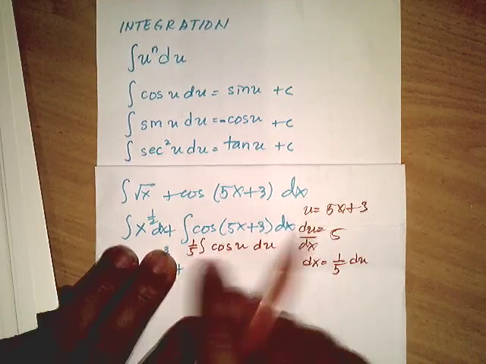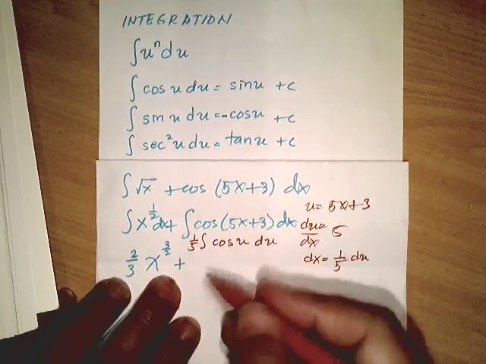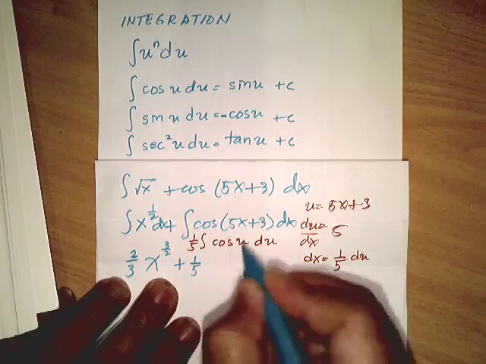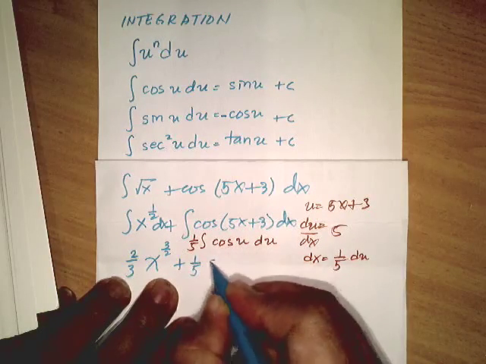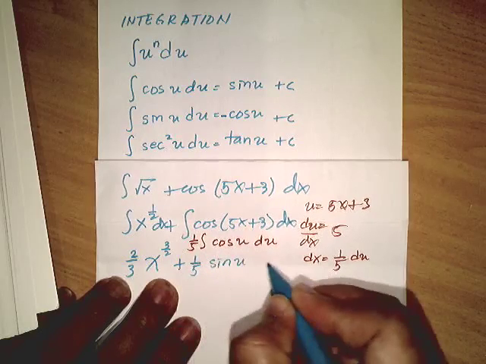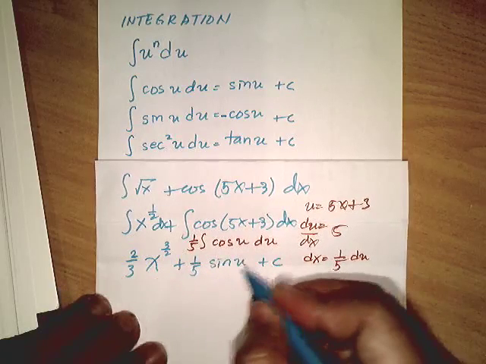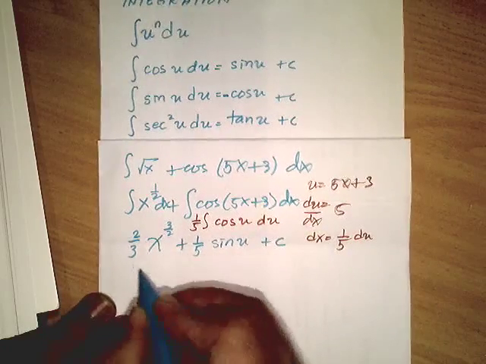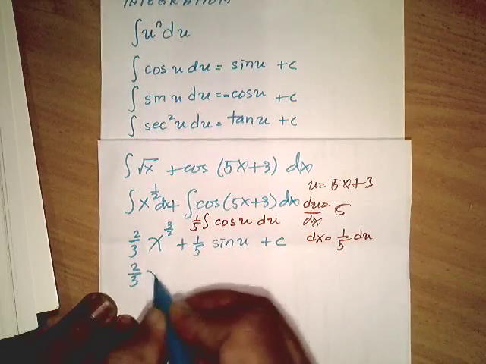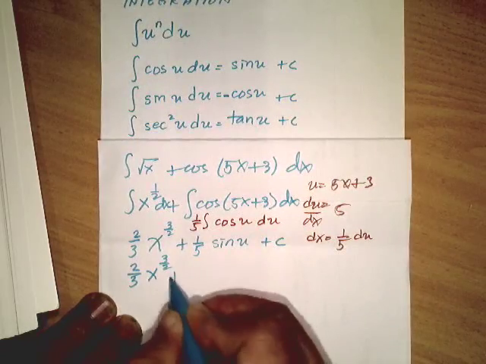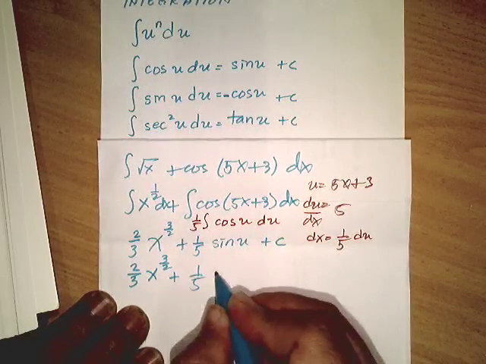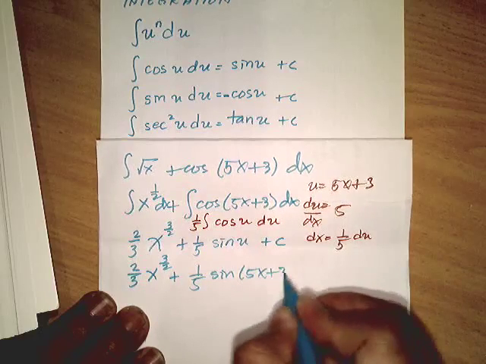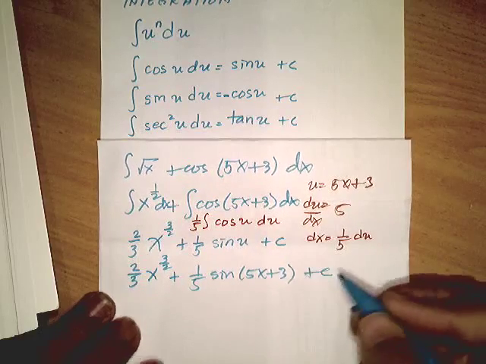So what's the integral of that? The integral of that is 1/5, now I will write it in blue, 1/5. The integral of cosine is sine, so sine u, then plus c. But your u is in terms of x. Your u is 5x plus 3. So we can write this as 2/3 x raised to 3/2 plus 1/5 sine of 5x plus 3 plus c.